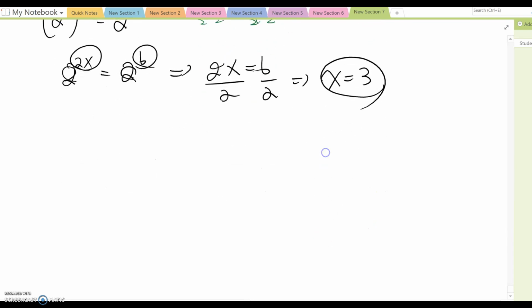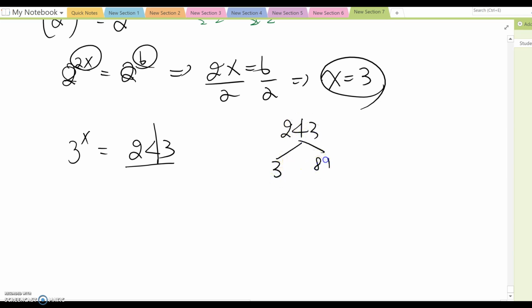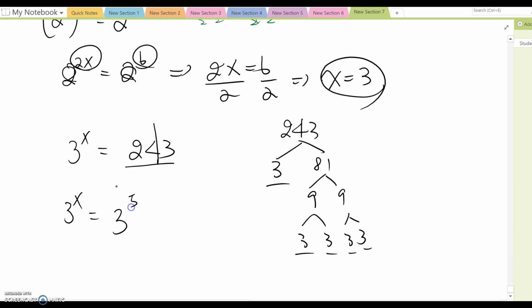Even if we have maybe 3 to the x equal to 243, the step is always finding its prime factorization. So 243 is 3 times 81, and 9 times 9, 3 times 3 and 3 times 3. So 3 to the x equal to 3 to the 1, 2, 3, 4, 5, fifth power here. So as you see, the bases are equal to each other, so the exponents must be equal to each other as well. So x equal to 5. This kind of case is easier to solve.